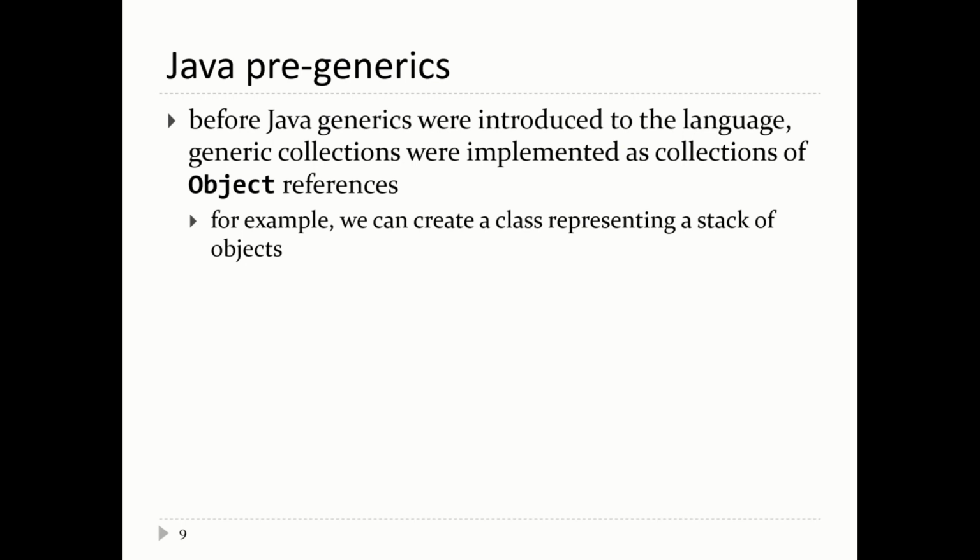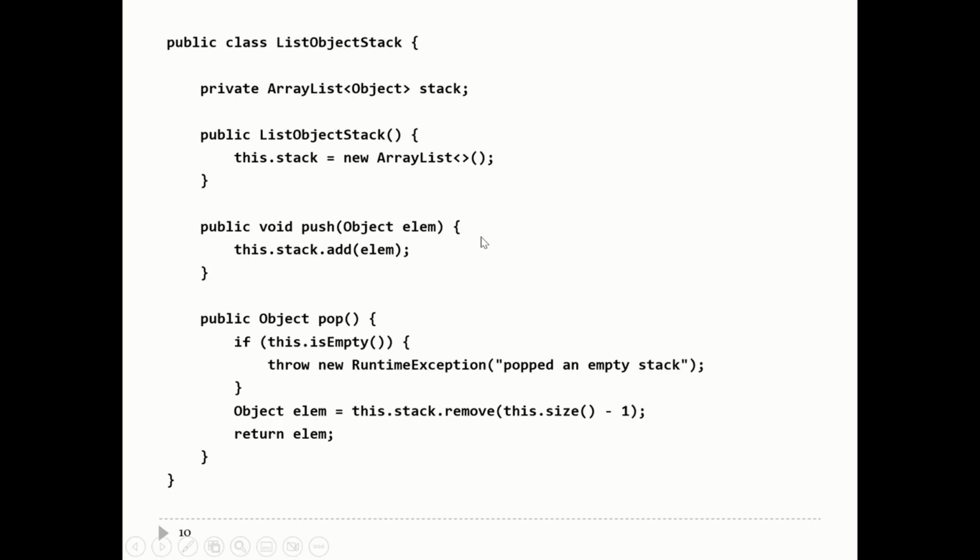Okay, before Java introduced generics, there was another solution. Instead of making a stack of int, why don't we make a stack of object instead? Because object can hold any type in Java. If I use a list to do this instead of an array, I'll show you how to use the array in a second. So I'm going to use a list of object. You push objects onto the stack, and you pop objects off the stack.